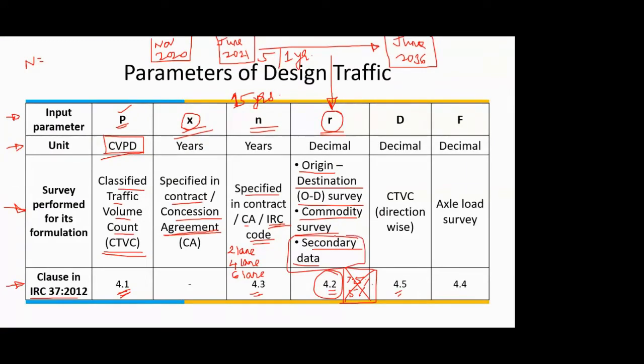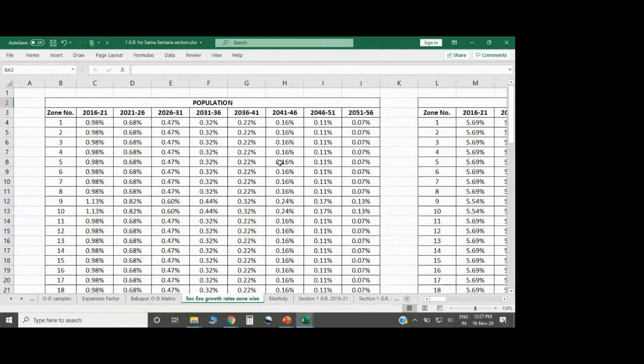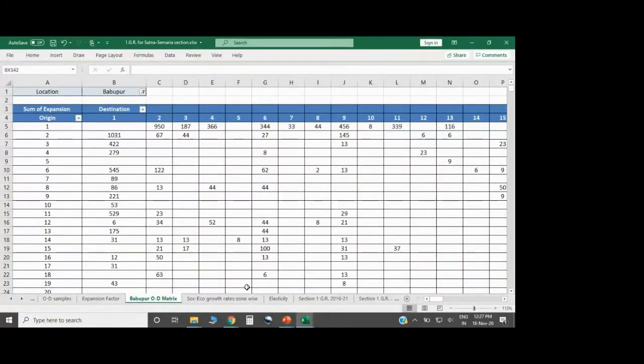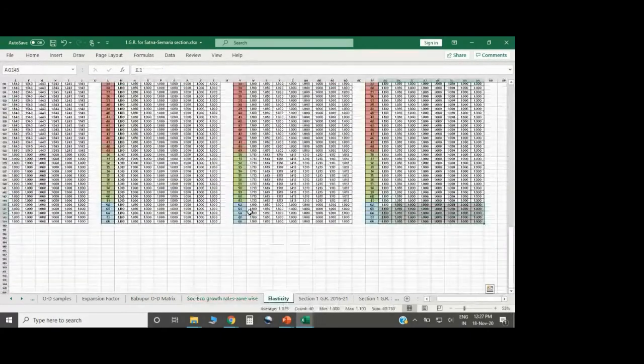So in this table, what you saw is the secondary data. This secondary data is nothing but the data that you collect related to all these different terms: population, per capita income, even GDP comes into the picture in that. So you use this OD matrix, and you use this secondary data. Then you have something called elasticity values.